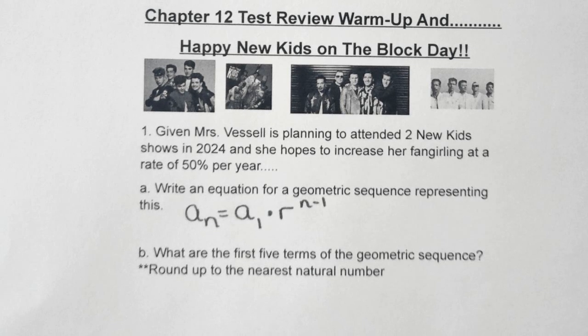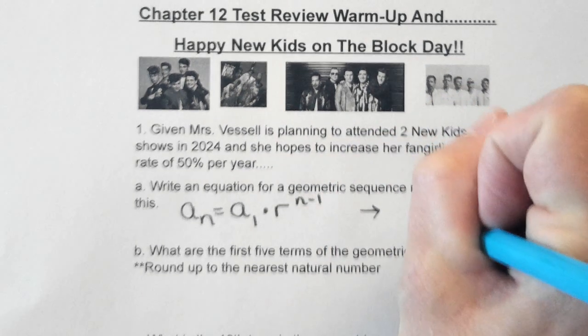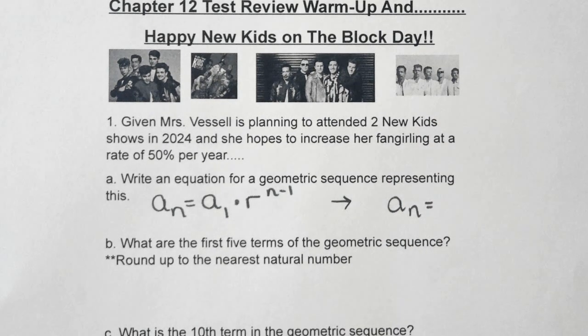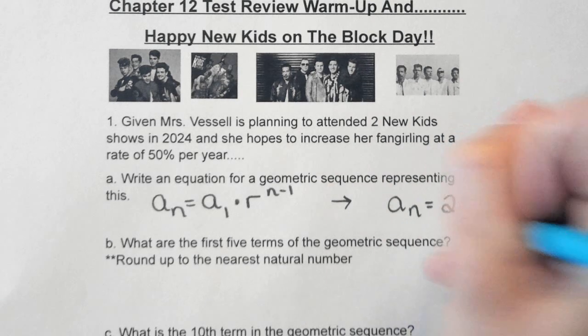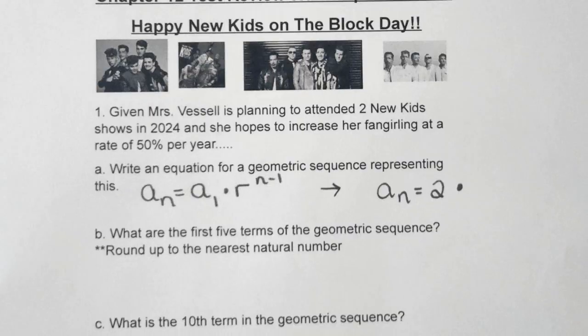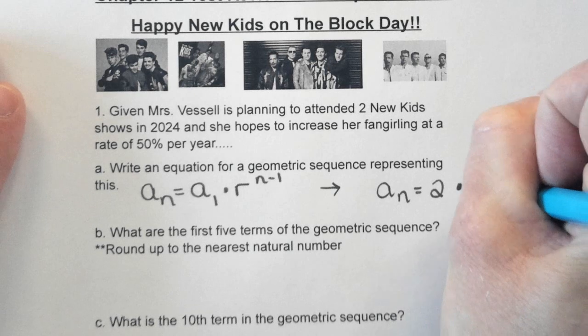Okay, for this problem in particular, a sub n equals, what is my first term? What's my a sub 1? 2. My a sub 1 is 2 times the rate. So the r, I'm thinking of like a rate here. What am I multiplying by? 1.5, because I'm going to go to 50% more.